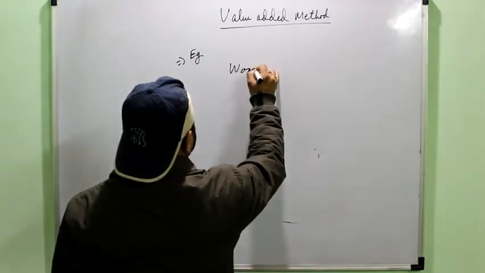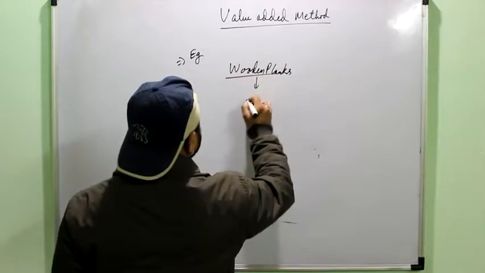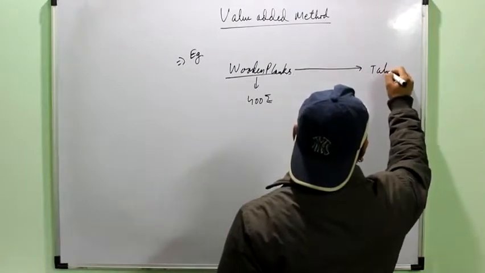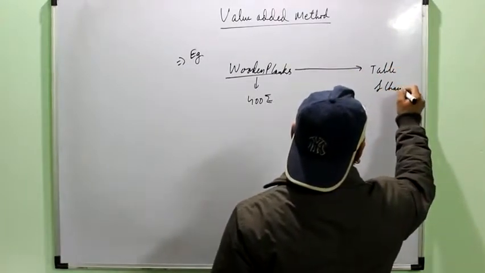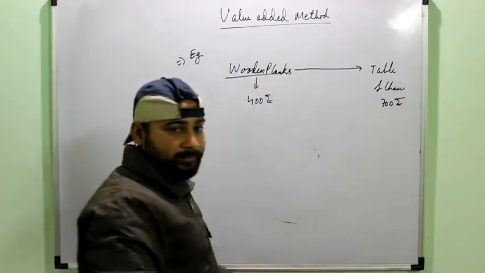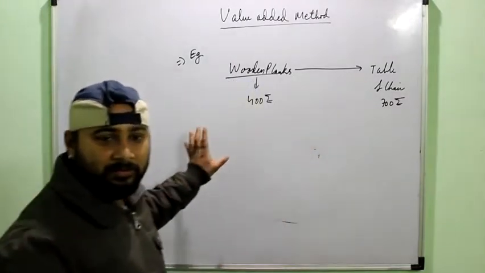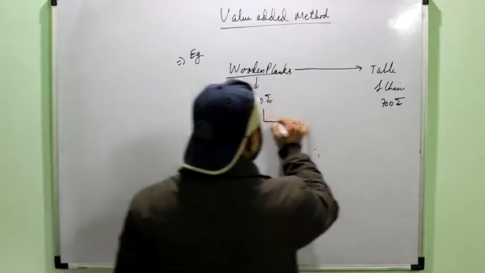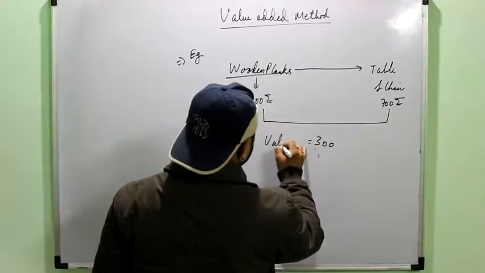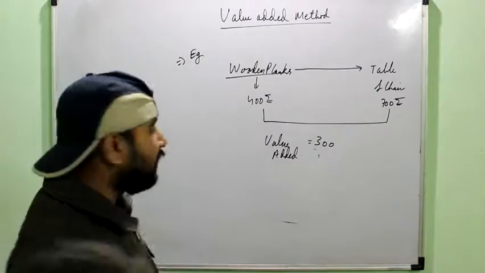There are some wooden planks lying at your home, and maybe their value is rupees 400. You call a carpenter and make a pair of table and chair out of it. Maybe the monetary value is now 700 rupees. Okay, it is simple to understand. Obviously the value of chair and table will be more than the value of the wooden planks. So the difference between these two is the value added. Means how much value you have increased of a particular commodity.